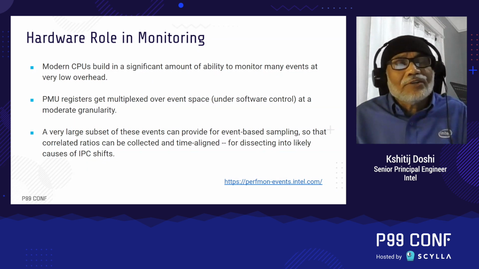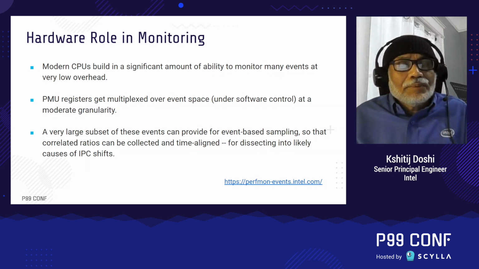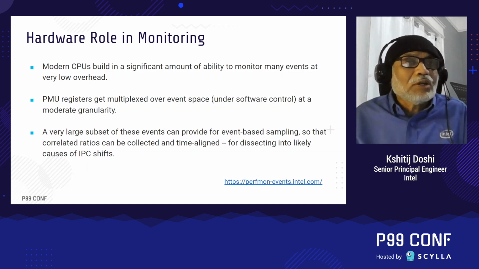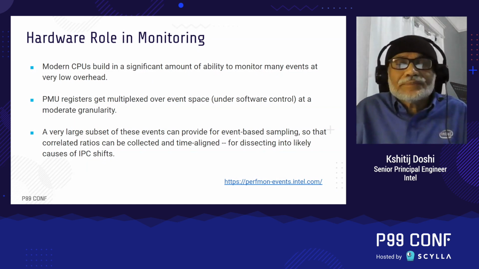Now, all of this is done at very moderate granularity, and because one can collect a lot of this information with event-based sampling, it is possible to collect a lot of correlated ratios along many different dimensions, and allow an examination of what could be causing various kinds of IPC shifts.